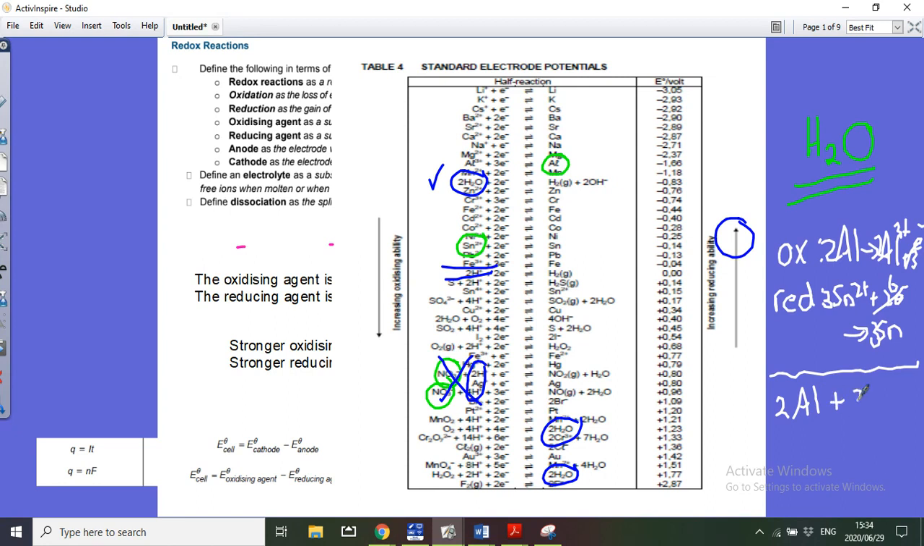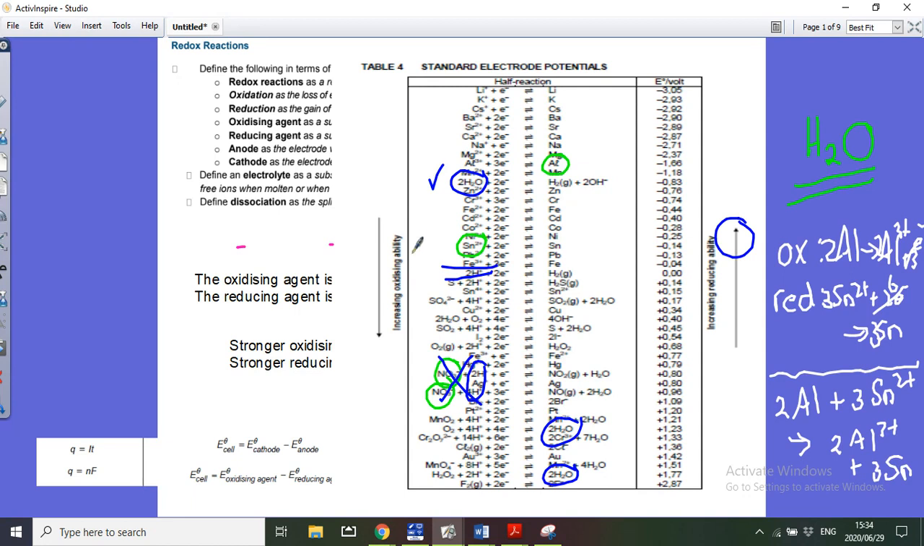2Al plus 3Sn 2+ will form 2Al 3+ and 3Sn. There are many of these examples in your notes and everything that we've done. So you need to understand the method. This works for spontaneous and non-spontaneous.